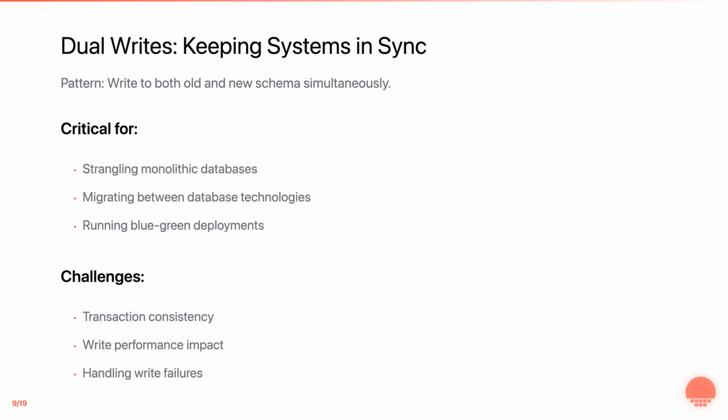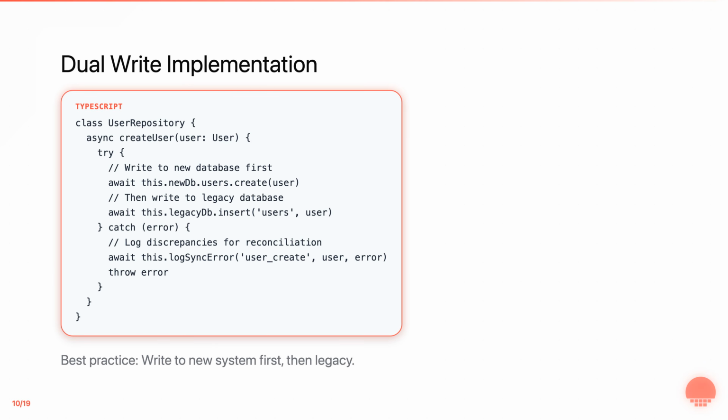Some teams handle this with queues and eventual consistency. Others accept that rollback means manual cleanup. Either way, dual writes will slow you down. That's the price of safety. Here's what dual writes look like in practice.